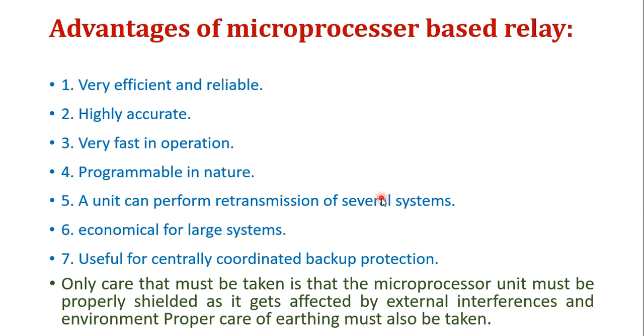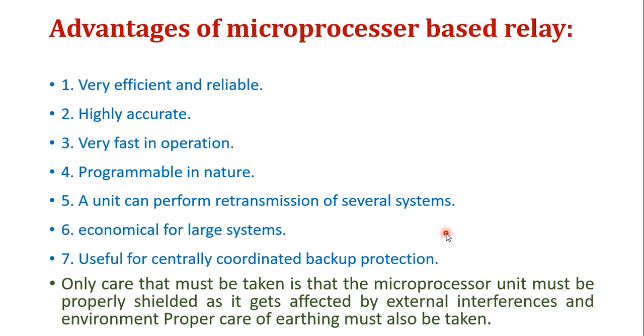The main advantages of microprocessor based relays are that they are very efficient, reliable, highly accurate and very fast in operation. And the main advantage is that they are programmable in nature, or very flexible. By changing the program in the microprocessor, we can use these relays for any type of application. A unit can perform protection of several systems by changing the programs. It is economical for large systems and useful for centrally coordinated backup protection.